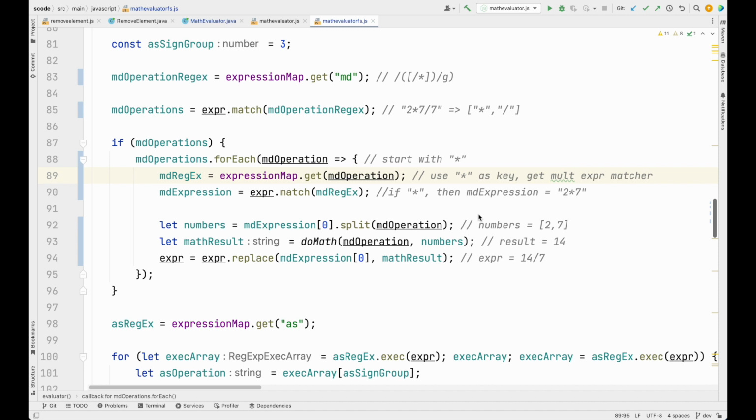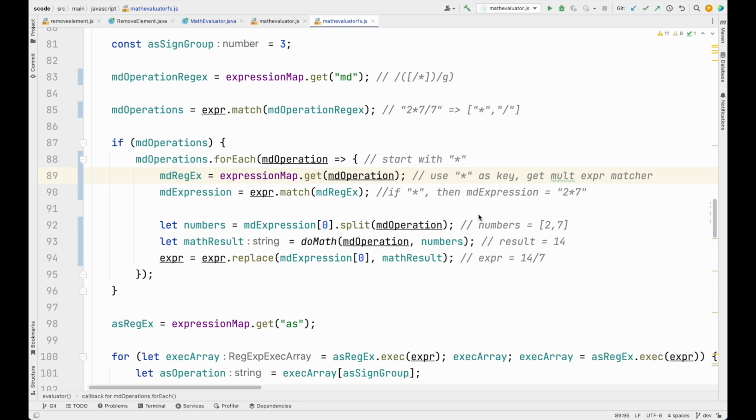Now, if our MD operations, which is an array of the multiplication and division symbols, is defined, which it is, then the very next step is we're going to enter into a loop, and we're going to iterate over that array that has our multiplication and division symbols in order. And the first thing we're going to do is use the multiplication symbol, going on our example expression of 2 times 7 divided by 7.